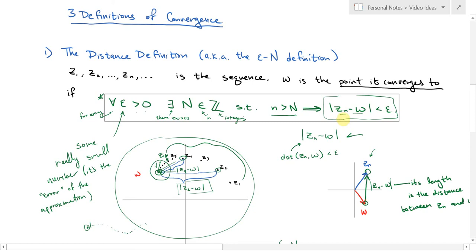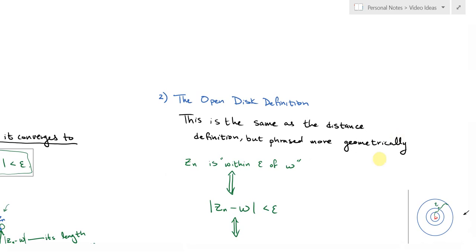That's really what this definition is saying. All right, so that's one definition. Here's another definition. So that's the epsilon N, or the distance definition. Now let's discuss the open disk definition.